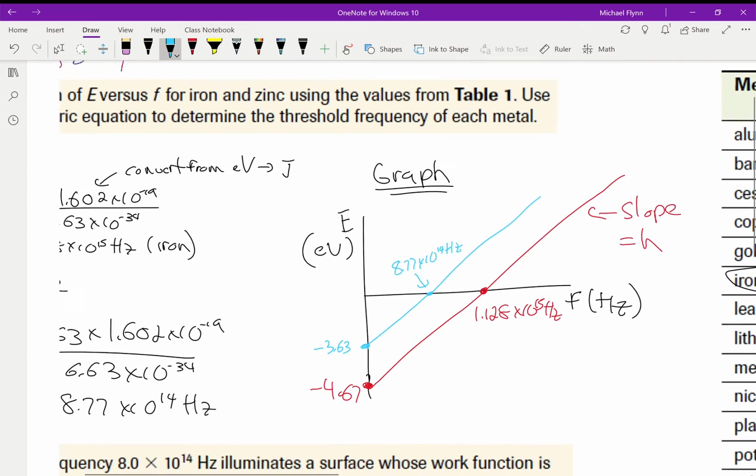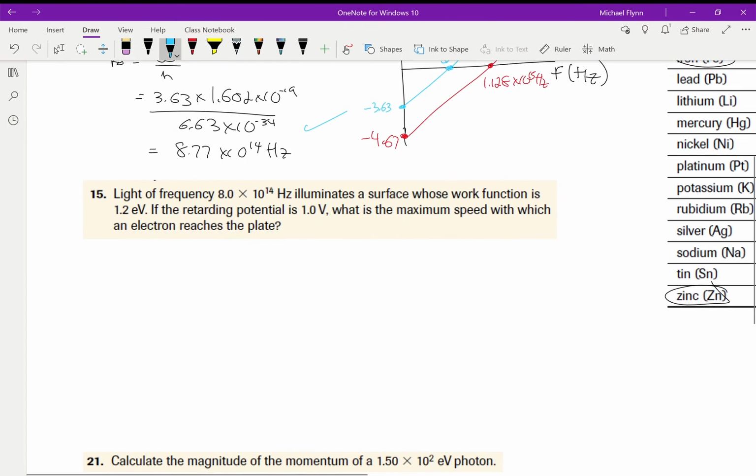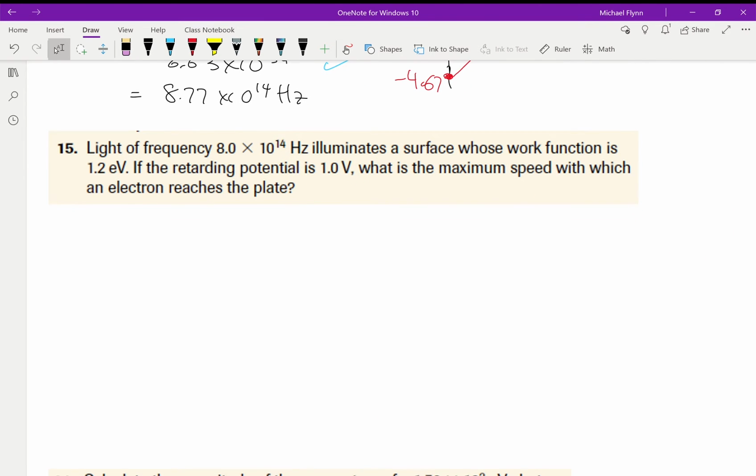And that, my friends, is how you answer number 7. Create a graph of E versus F. And it says use the photoelectric equation to determine the threshold frequency of each metal. So done and done, we determined the threshold frequency, and we drew our graph. And again, they're parallel lines. They're always parallel lines. The slope will equal h in this case. And that's it. So now let's go ahead and do number 15 from the same page.